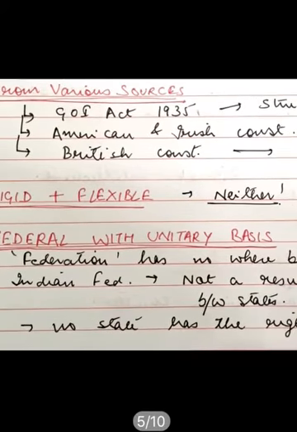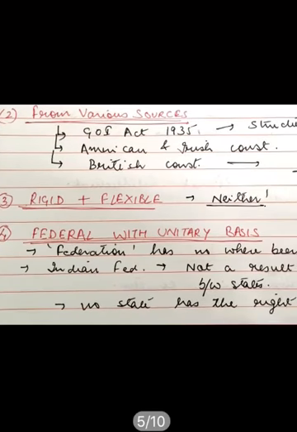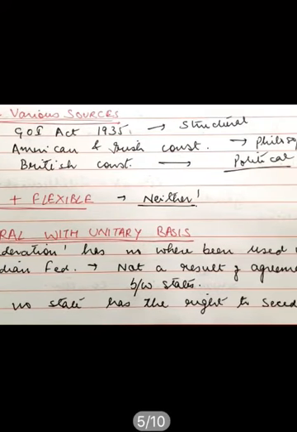The second would be that it has been borrowed from various sources. For example, the Government of India Act 1935, and the American and Irish Constitution, the British Constitution, and there are other constitutions from which it has been borrowed.